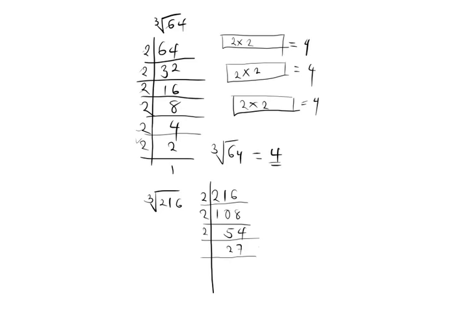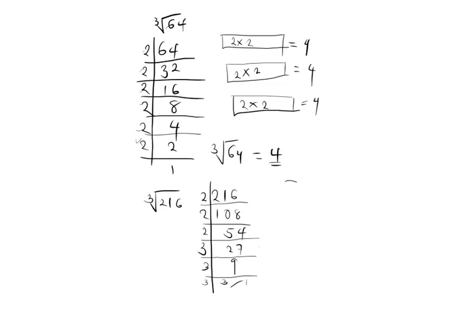And because 27 cannot be divided by 2, we go to the next prime factor, which is 3. So divide by 3, we have 9. Divide by 3, we have 3. Divide by 3, we have 1.